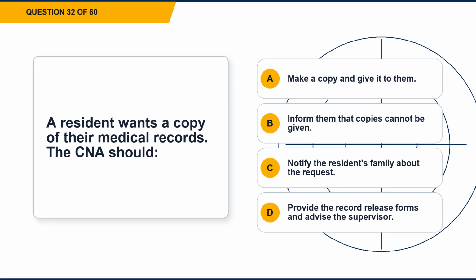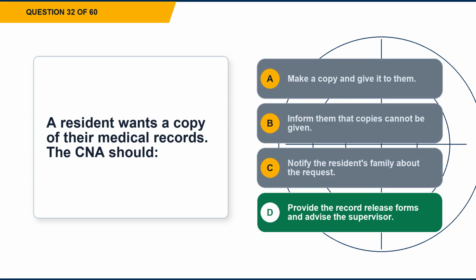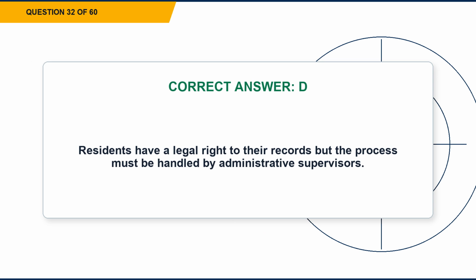Question 32. A resident wants a copy of their medical records. The CNA should: Option A, make a copy and give it to them. Option B, inform them that copies cannot be given. Option C, notify the resident's family about the request. Option D, provide the record release forms and advise the supervisor. The correct answer is option D, provide the record release forms and advise the supervisor. Explanation. Residents have a legal right to their records, but the process must be handled by administrative supervisors.